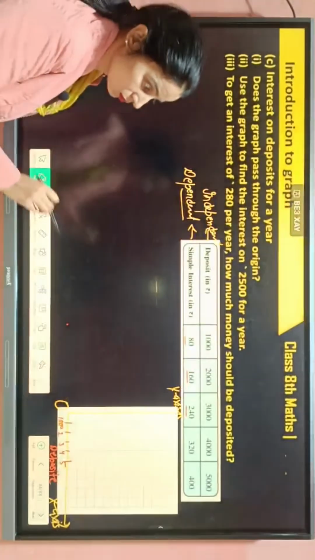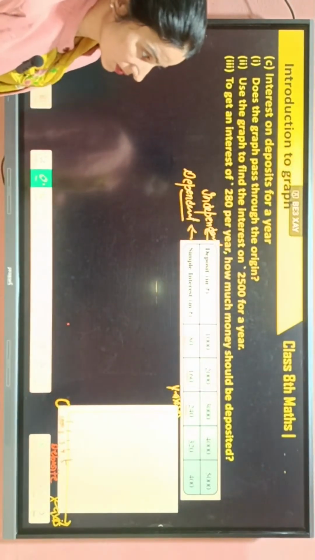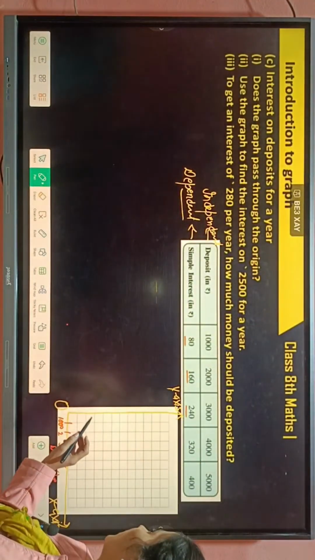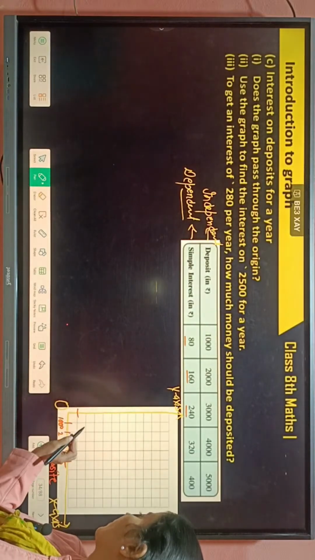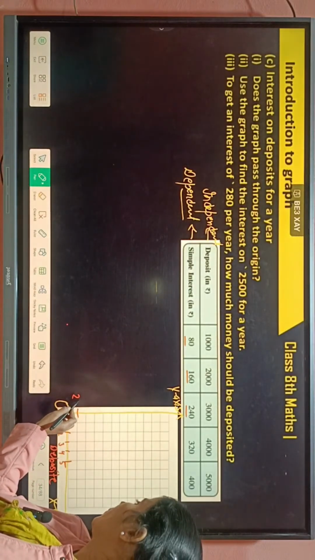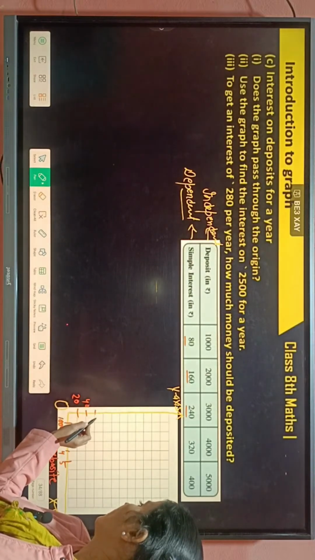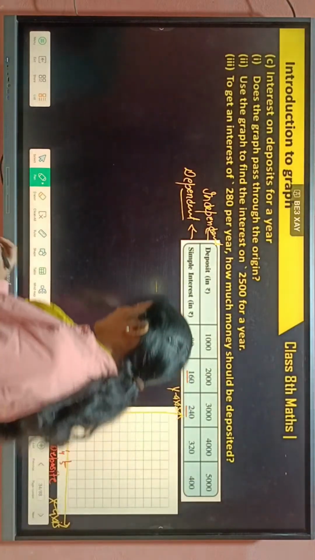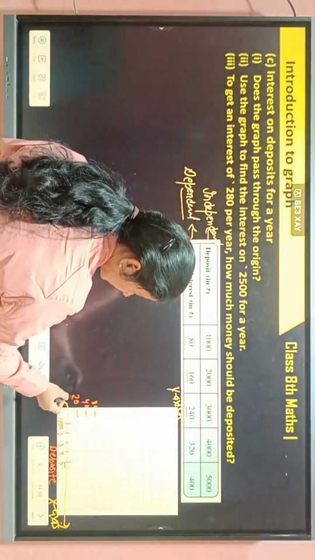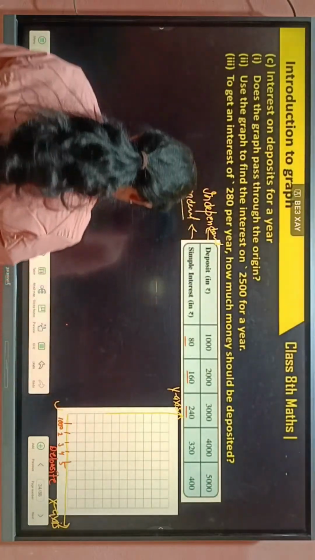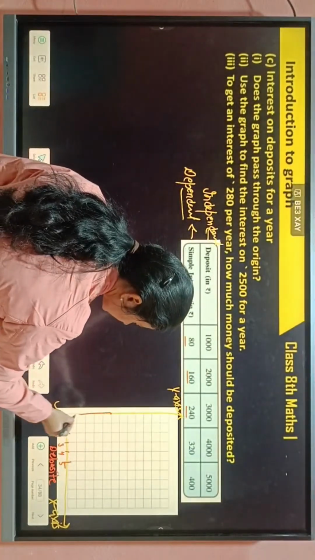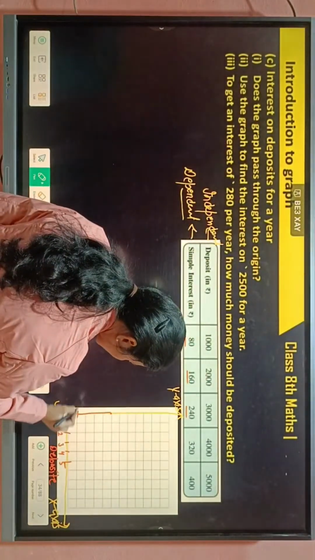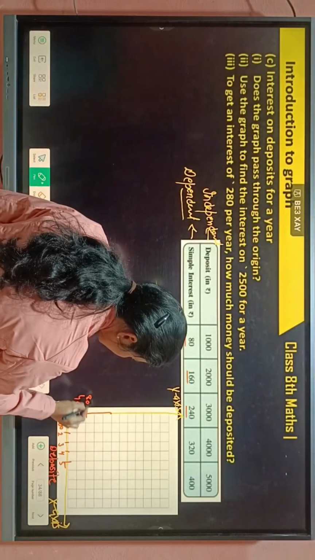According to this, we have to choose a scale on the y-axis. Let us see what we can choose. If I choose 20, this 1 unit is equal to 20 rupees. 20, then 40, then 80, or you can take a difference of 40. All values we can represent properly now. So this is 40, this is 40, then 80.